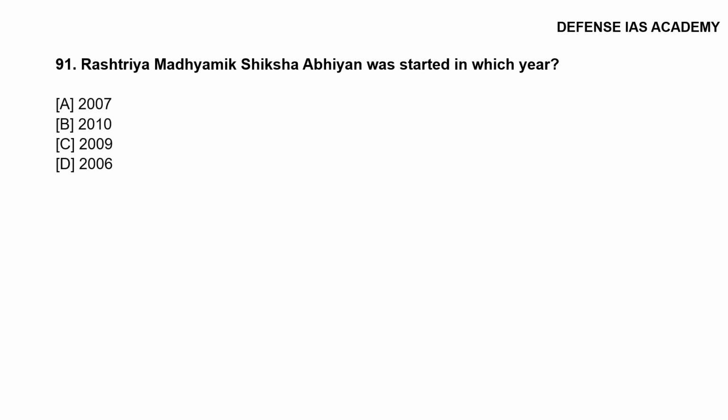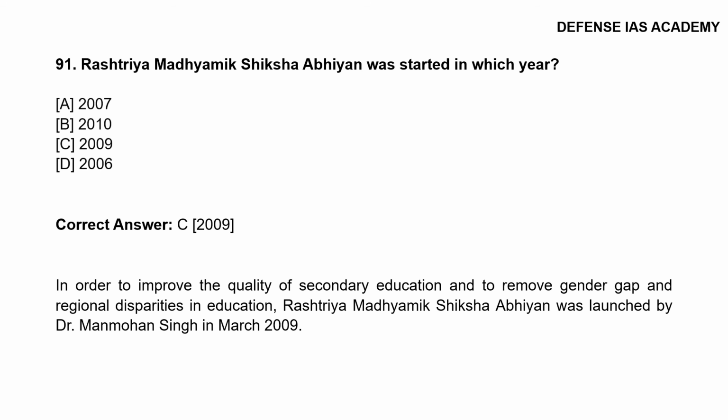Question number 91. Rashtriya Madhyamik Shiksha Abhiyan was started in which year? Now the correct answer is option C, 2009. In order to improve the quality of secondary education and to remove gender gap and regional disparities in education, Rashtriya Madhyamik Shiksha Abhiyan was launched by Dr. Manmohan Singh in March 2009. So it was launched by Dr. Manmohan Singh and the year is 2009.